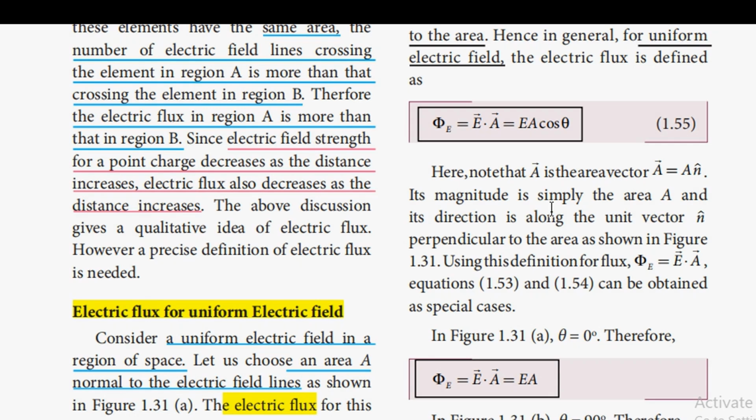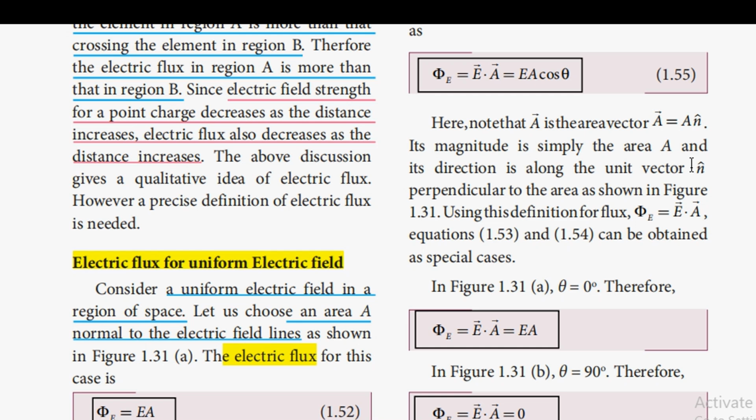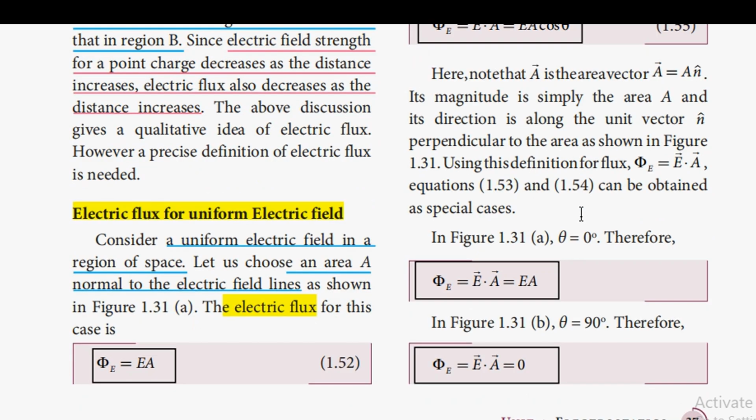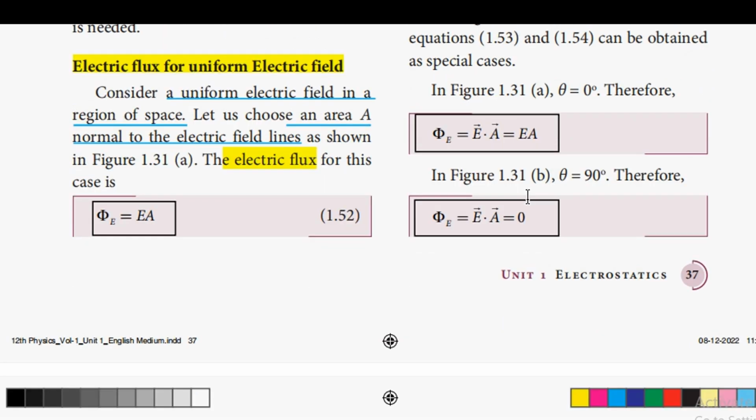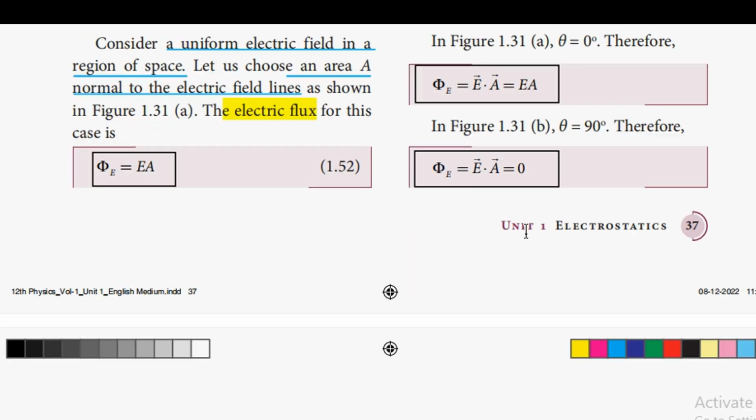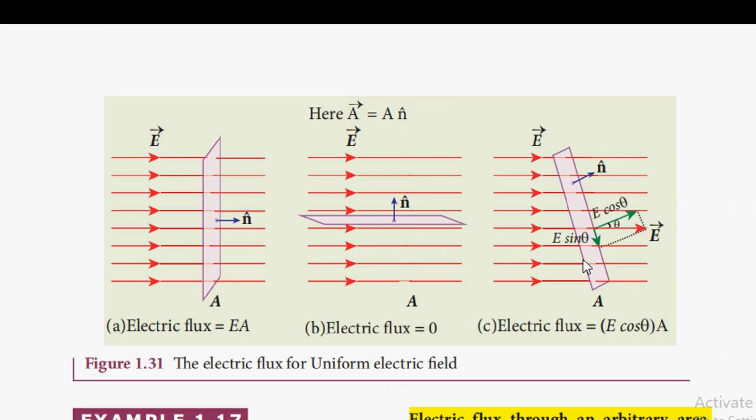Here we should note that area vector A is given by A times n cap, and its magnitude is simply the area A, and its direction is along the unit vector n cap perpendicular to the area as shown. Using this definition for flux, phi equal to E dot A, the equations 1.53 and 54 can be obtained as special cases. In figure 1.31a, theta equal to 0, therefore phi equal to E dot A, and that's given by EA. In figure 1.31b, theta is 90 degrees, therefore phi equal to E dot A, and that's equal to 0. So these diagrams represent the position of the plane and the angle between the electric field and the plane.